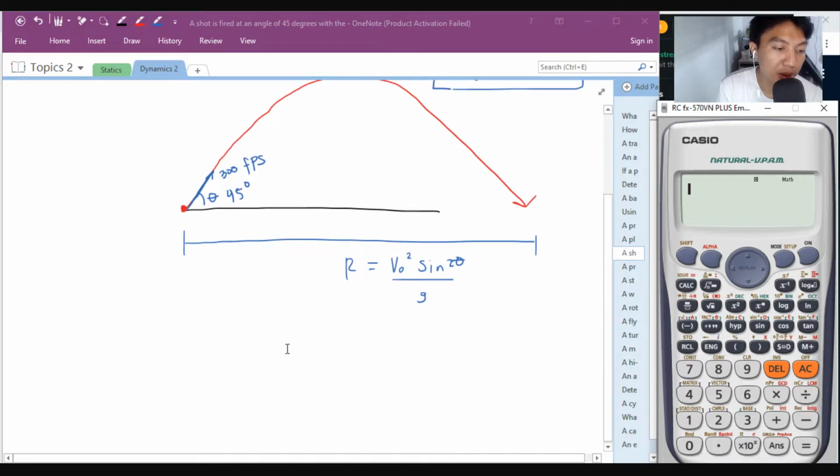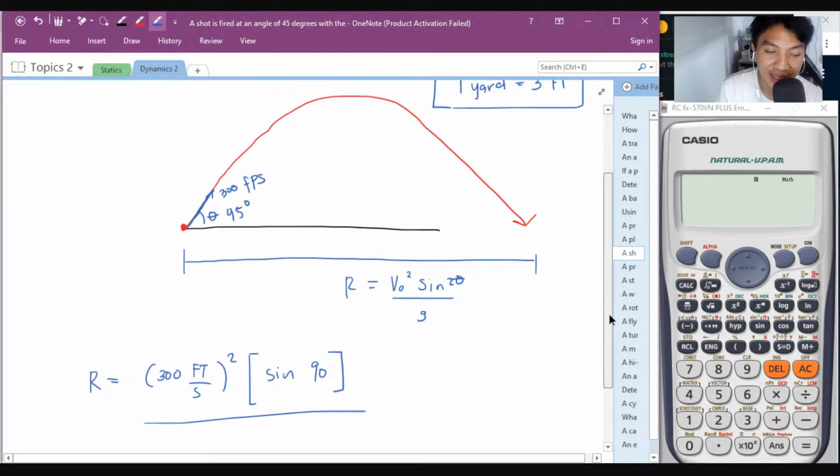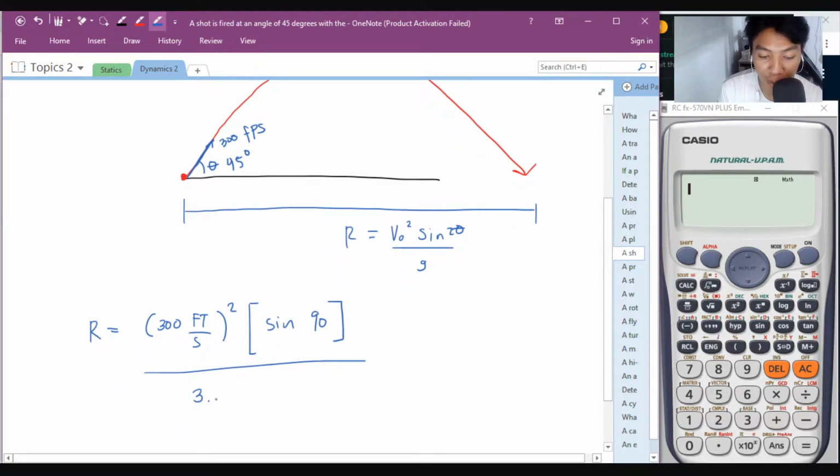So, we substitute all the values. R is equal to V0, that is 300 foot per second, squared. You multiply it with sine double angle: sine of 45 times 2, that is 90. Sine 90 divided by the gravitational constant in imperial units, that is 32.174 or 32.2 feet per second squared.